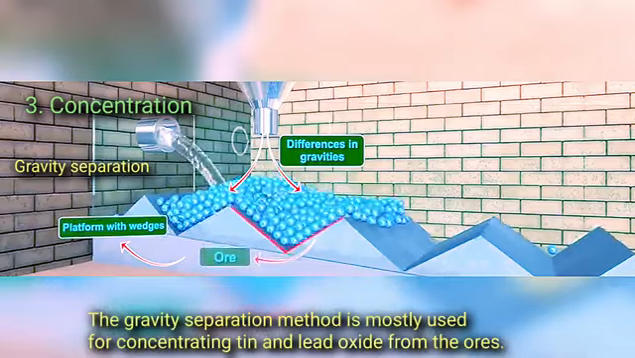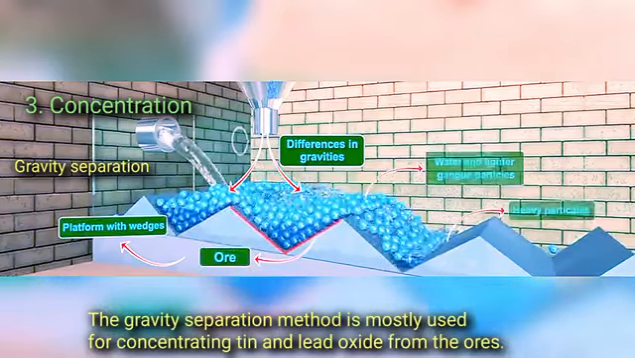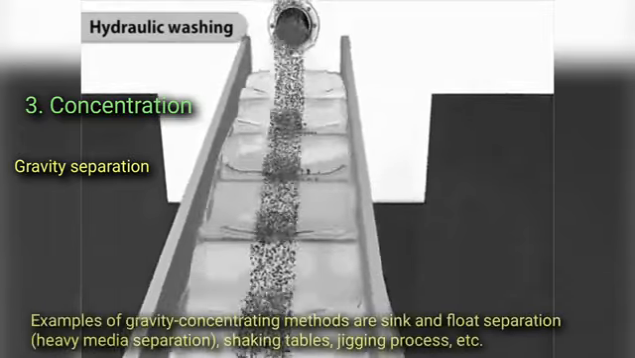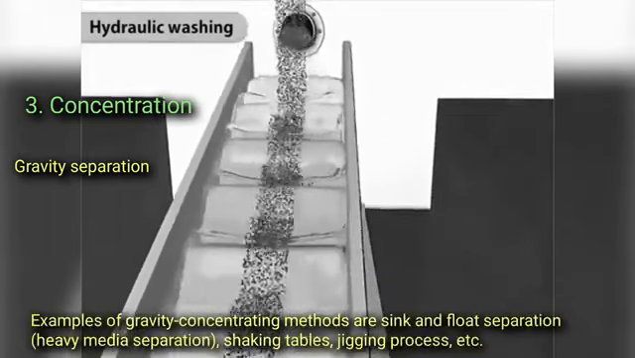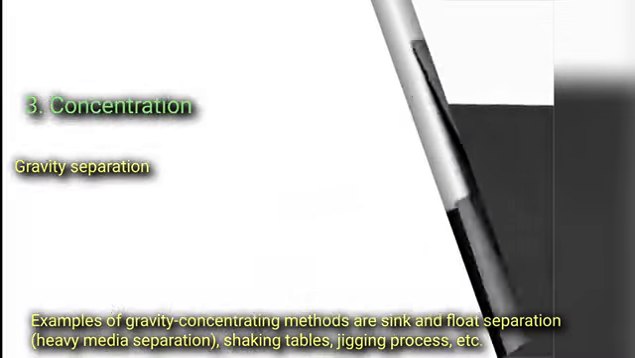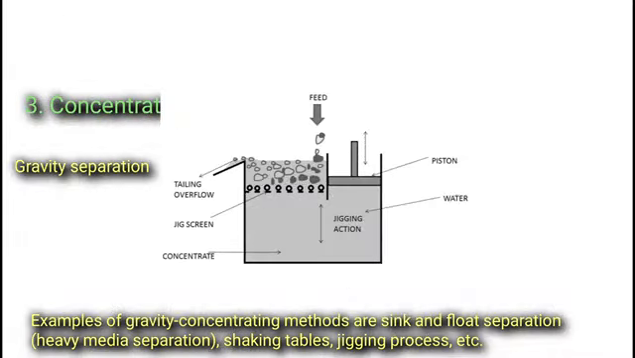The gravity separation method is mostly used for concentrating tin and lead oxides from the ores. Examples of gravity concentrating methods are sink and float separation, also known as heavy media separation, shaking tables, jigging process, etc.